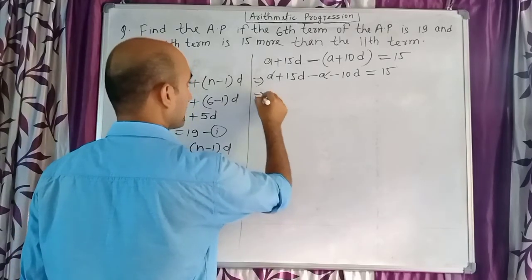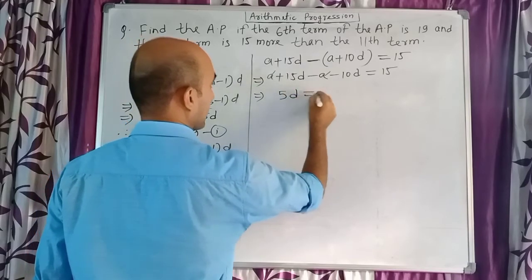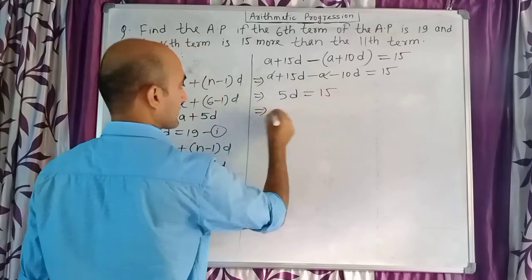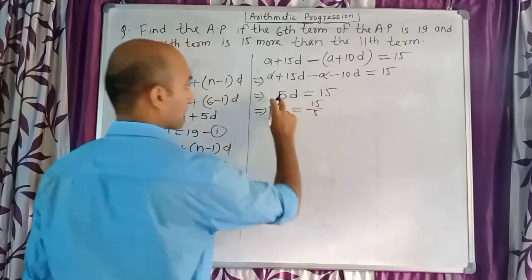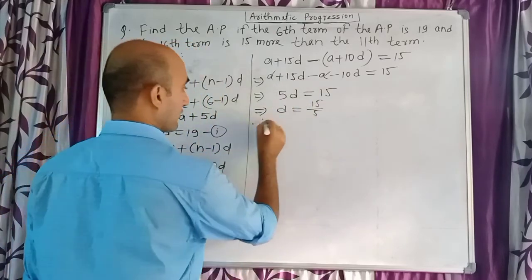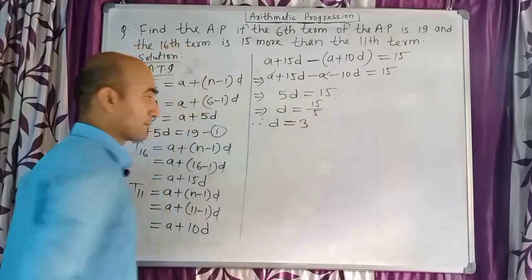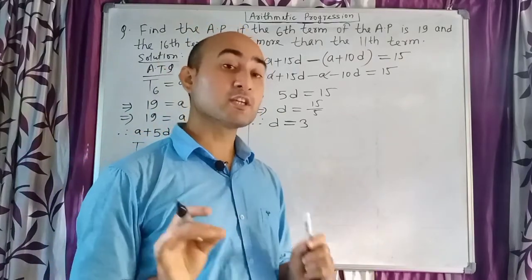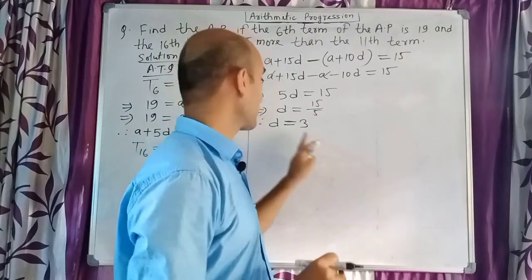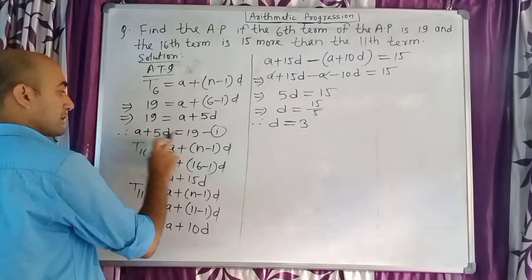Next, 15d minus 10d is 5d and is equal to 15. Next, d is equal to 15 by 5. This 5 will come and divide. Therefore, your d will be 3, because 5 3s are 15. So your d has come. Now, d means common difference. Now your duty is to find a. So by using the value of d as 3, to find a, we will use equation 1.